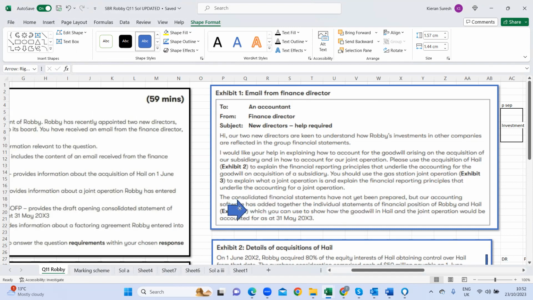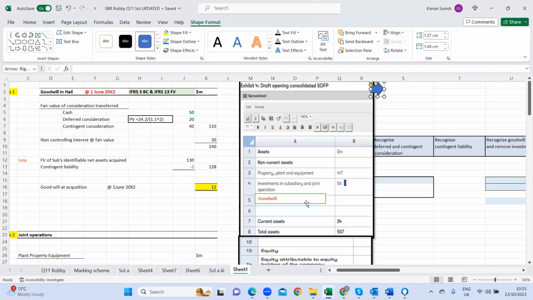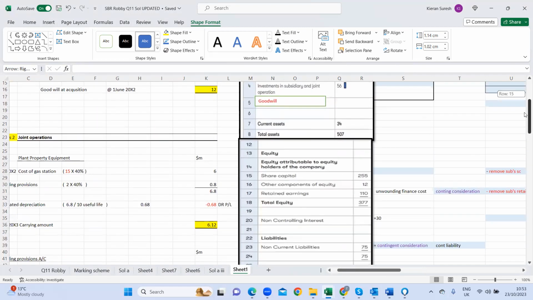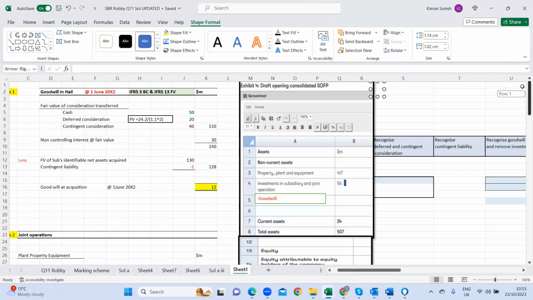More importantly, this can be used to show how the goodwill in Hale and joint operations will be accounted for as at 31st May 2013. So the balance sheet that we're going to prepare is for 31st of May 2013 to start with. That's the starting point for us. Now we know we're going to prepare the balance sheet, the statement of financial position.